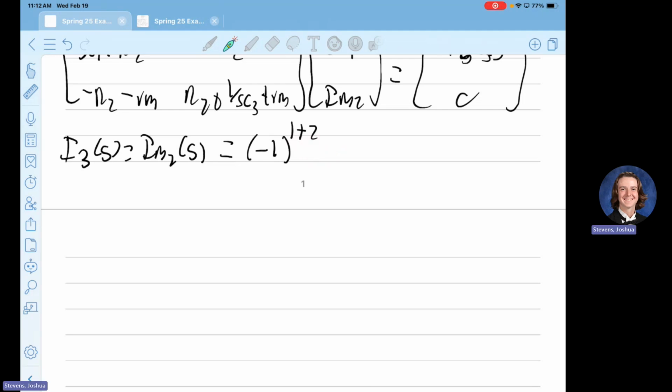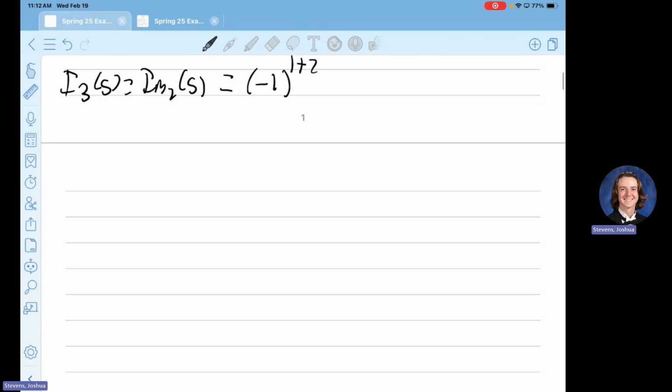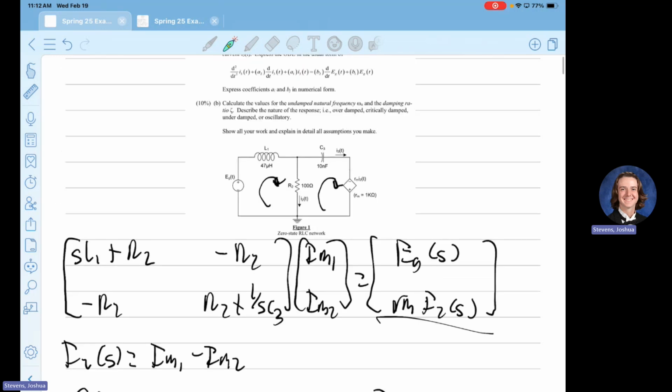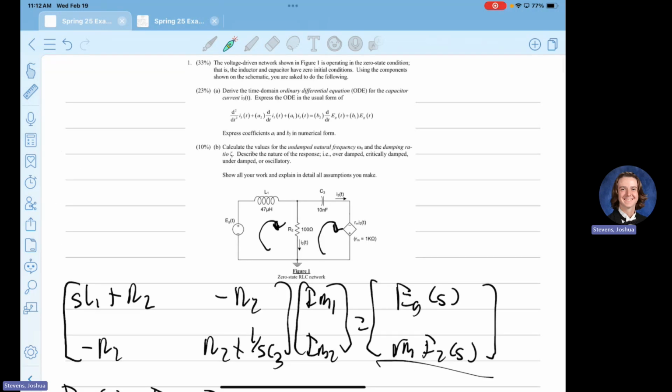Does that make sense? Because the actual form of Cramer's is, I'm just going to do this, equals (-1)^(i+j) times delta ij over delta times whatever. Well, I'll do that right now. And your i and j are what we're talking about. Your i in this case is that reference you're looking at, which is in mesh. If our reference is that source, our reference is in what mesh?